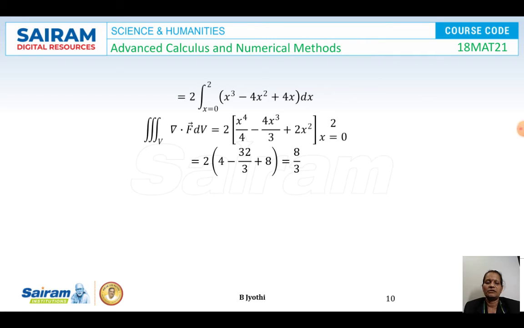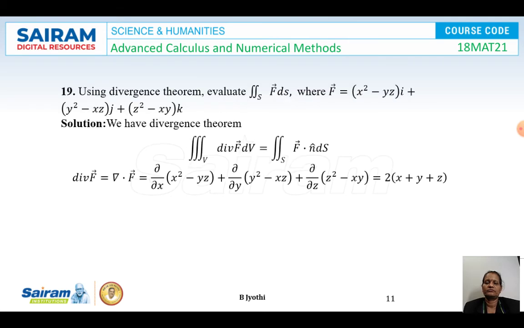Let's see the next problem. Using the divergence theorem, evaluate the double integral of F dot dS, where F is equal to (x square minus yz) i plus (y square minus xz) j plus (z square minus xy) k. By the divergence theorem, the triple integral over V of div F dV is equal to the double integral over S of F dot n cap dS.